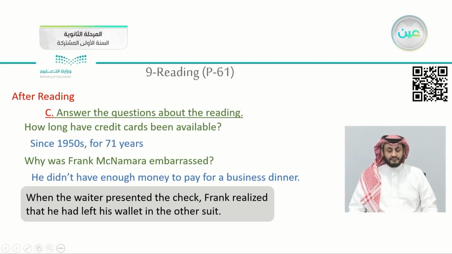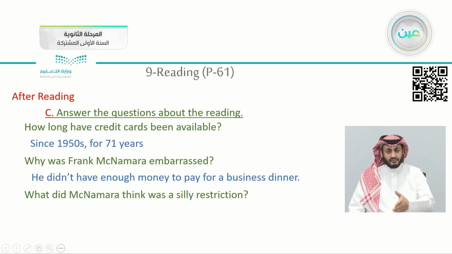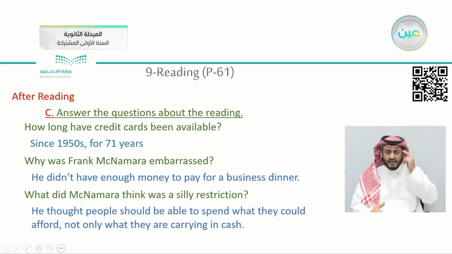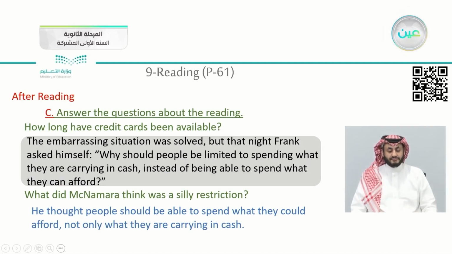What did McNamara think was a silly restriction? He said that was silly. He thought people should be able to spend what they could afford, what they have, not only what they carry in cash. The silly restriction, the embarrassing situation was solved, but that night, Frank asked himself, why should people be limited to spending what they are carrying in cash instead of being able to spend what they can afford?